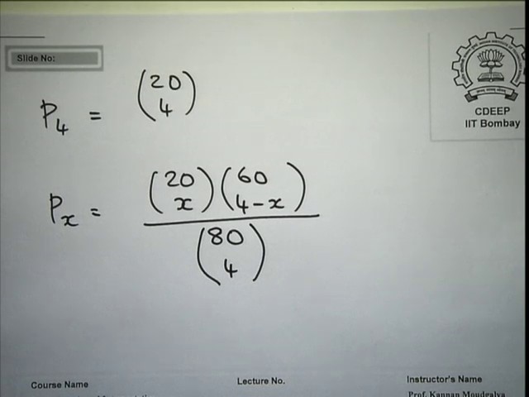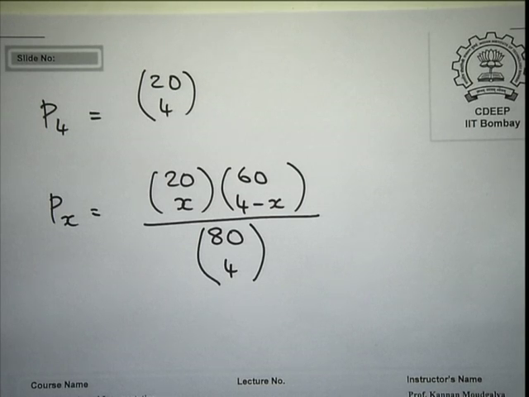Supposing 3 match, then what will happen is 3 match means in the 20 you have 3. What are the different combinations of selecting them? So if 3 are there, the remaining one will be in the other 60. Then you have 60C1 ways of selecting that. So these are all the combinations by which you can get 3 matched, divided by the total possibility, which is 80C4. You will study about this in the class. This will be discussed later on.